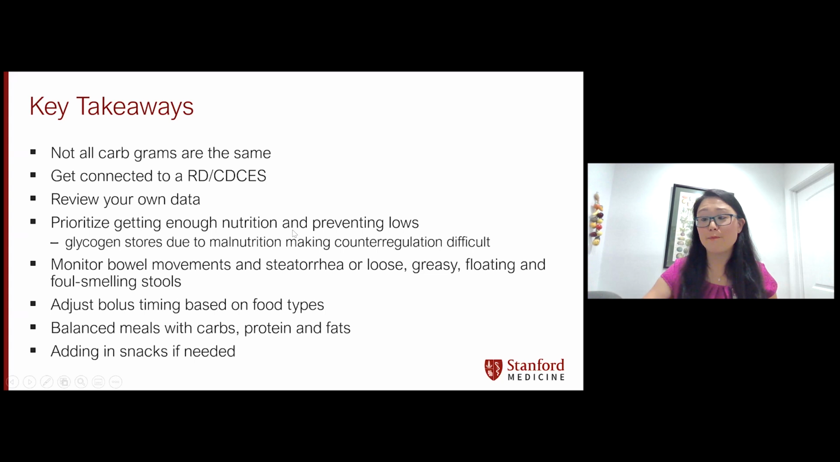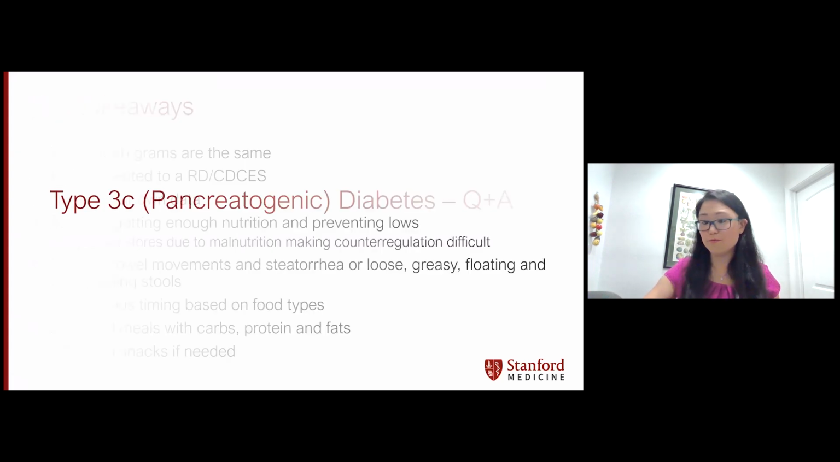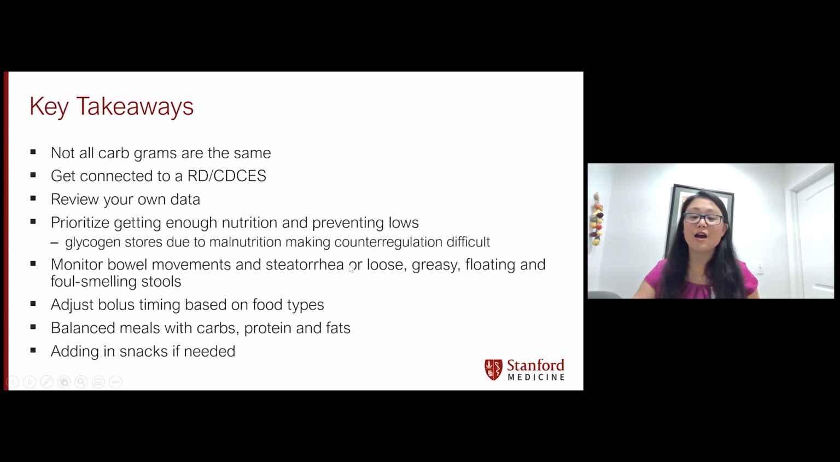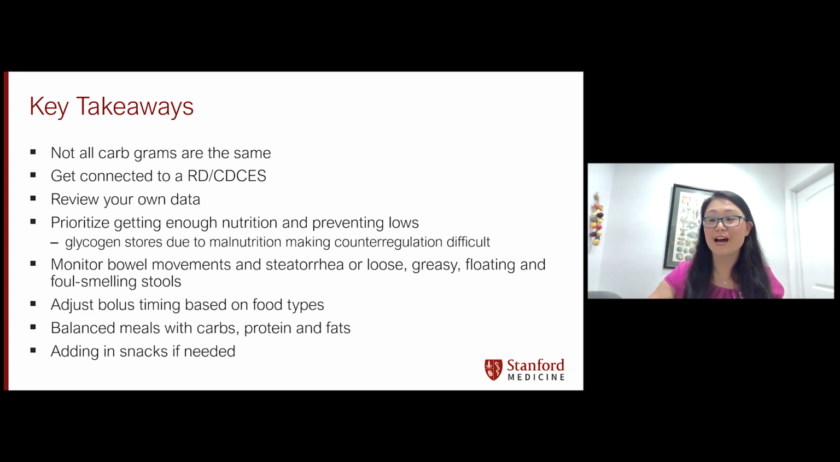And then really thinking about maybe we need to adjust our bolus timing based on the different foods that we have. So maybe it's not really around lowering our carbohydrate intake. Maybe it's around how do we time our insulin based on what we're eating. And then really trying to make balanced meals with carbs, proteins, and fats at each meal, and adding in snacks if we can.